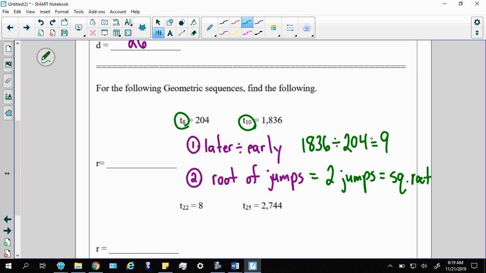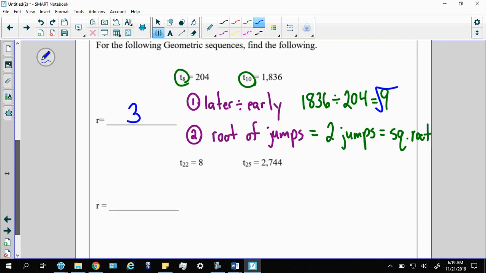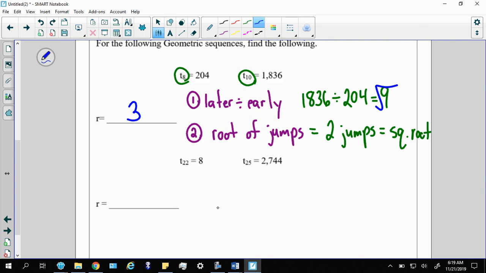So I'm going to take 9, and I'm going to square root it. And when I do that, my r ends up being 3. All right, same concept for the next question. Take my later term, which is 2,744, divide that by 8, and when I do that, I get 343.